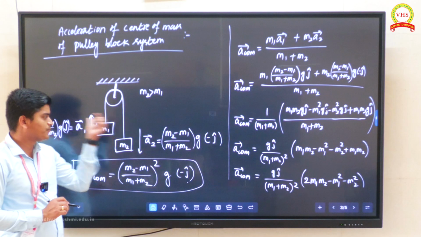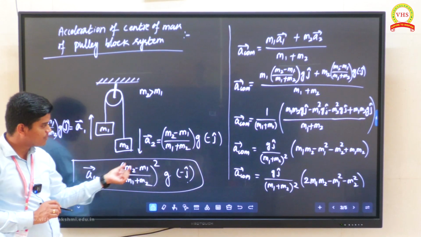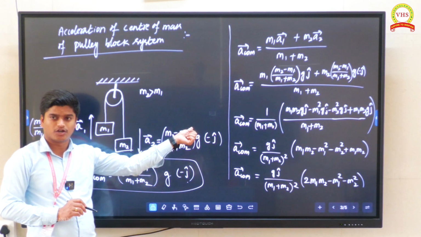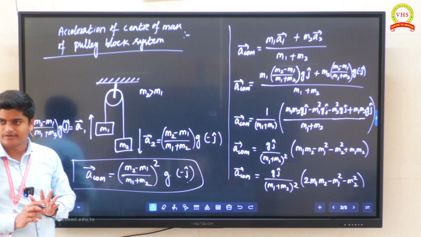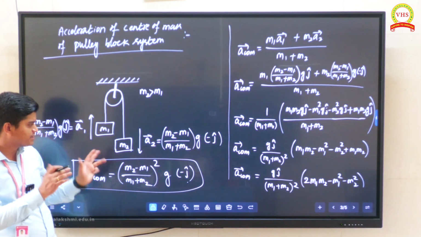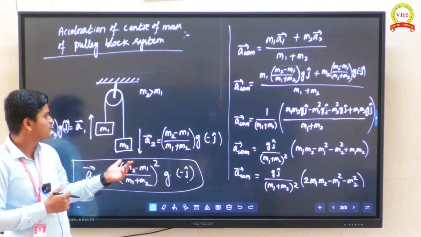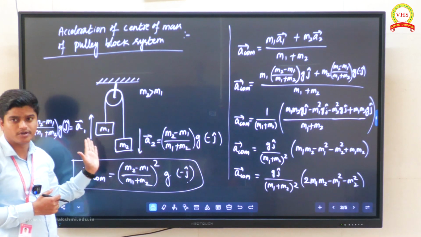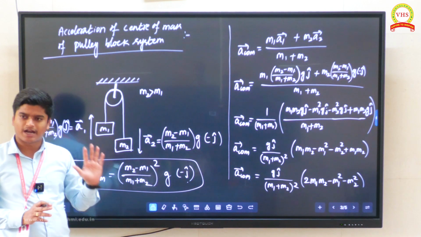This is the acceleration of each block. This is the acceleration of center of mass. Difference is what? Here it is square, not there, but here square is there. Okay. So this one you remember. If any object I'll give and I'll ask acceleration of center of mass of the system, of this type of pulley block system, then you can calculate. Yes or no? Clear idea?